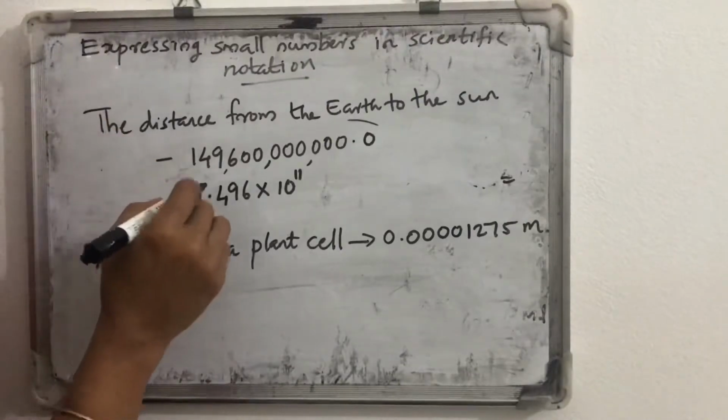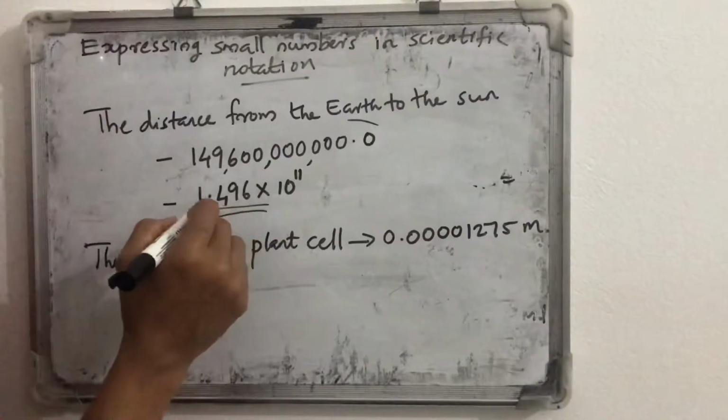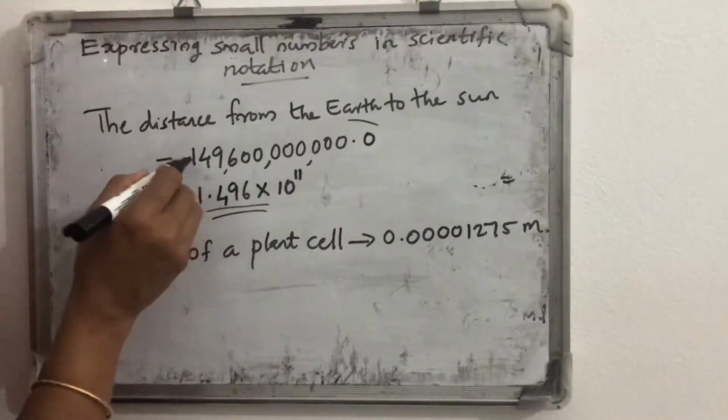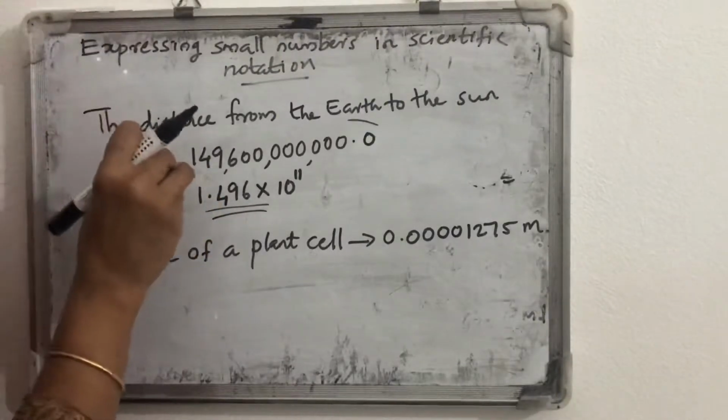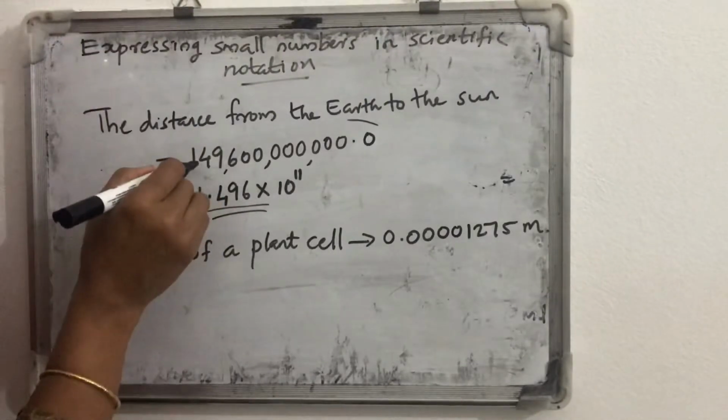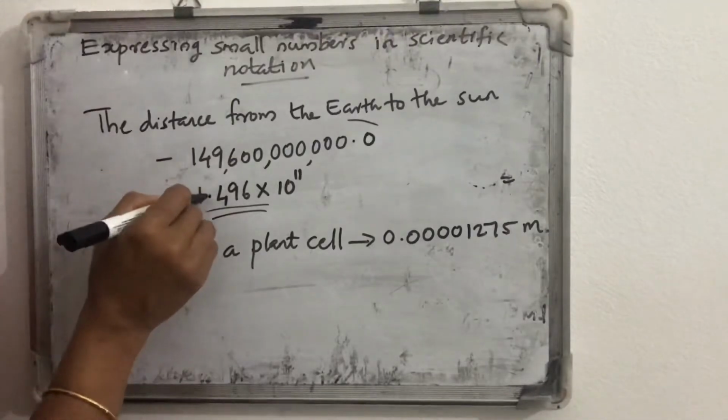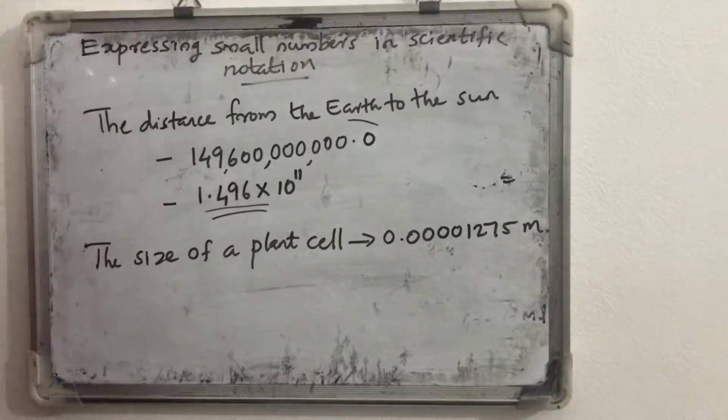We write the number in standard form like this, so the decimal point will be in between. We want to place the decimal point between 1 and 10. So we write 1.496 into 10 raised to 11.